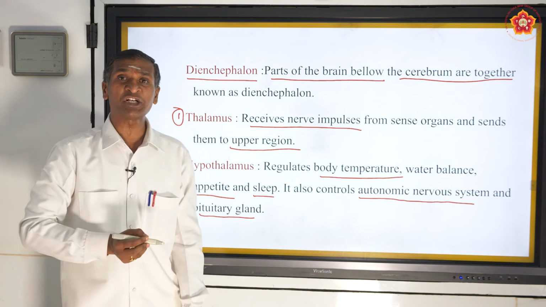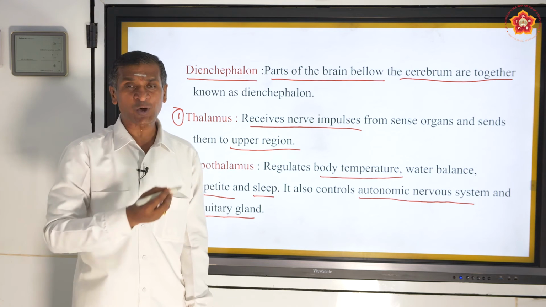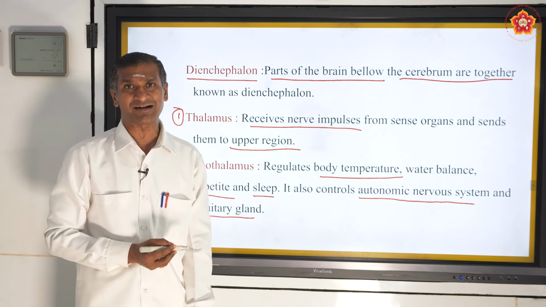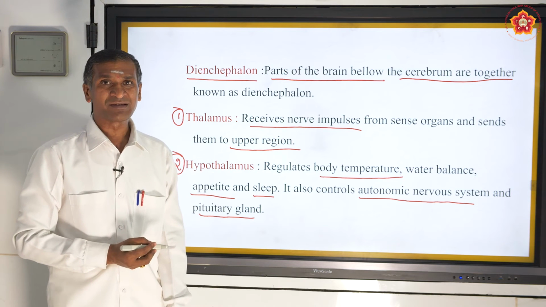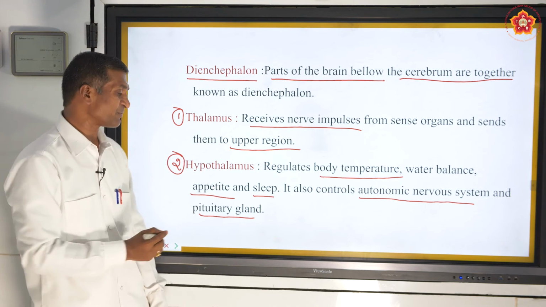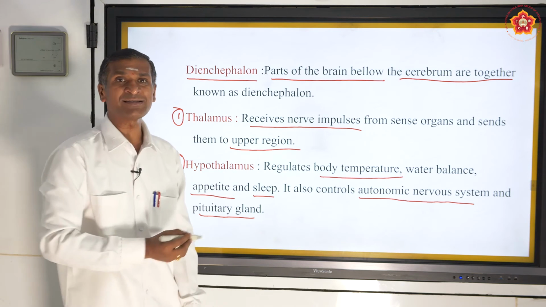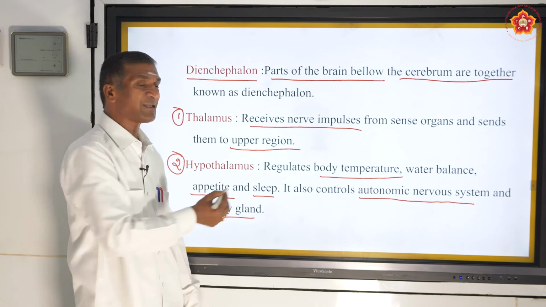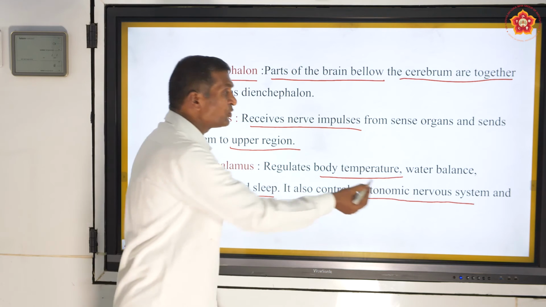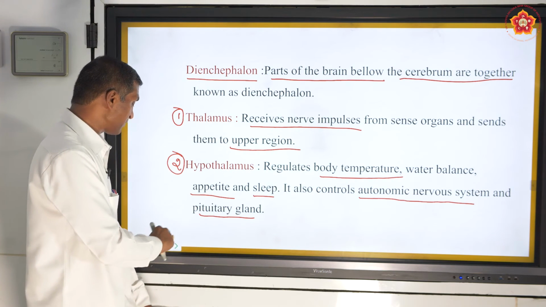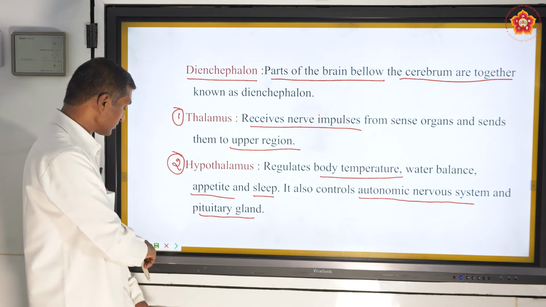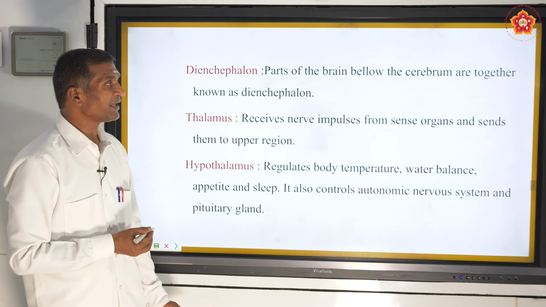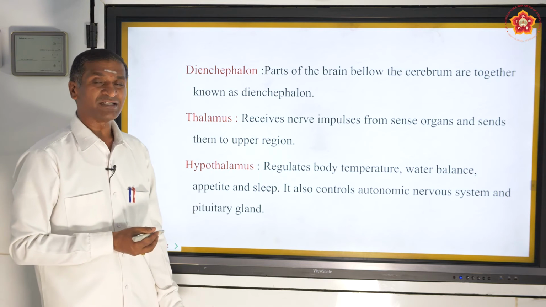The pituitary gland is an endocrine gland, which we study under the endocrine system in the further classes. Here, to tell about the pituitary gland, it is a master gland. It is an endocrine gland. It is pea-shaped in size. So the hypothalamus regulates the body temperature, the water balance, appetite and sleep. It also controls the autonomic nervous system and also the pituitary gland secretions. This is about the diencephalon, which has the thalamus and the hypothalamus, found just below the cerebrum.